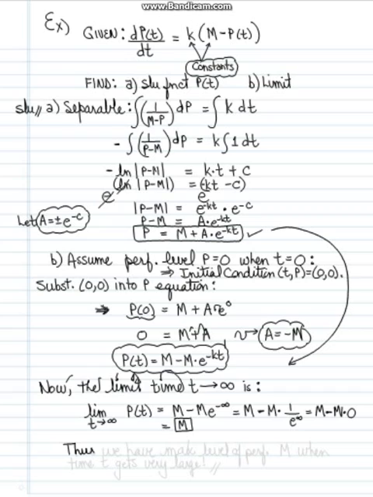Thus, we have the max. What was the value M? It is the max level of performance P, which is M, when time t gets very large. And that makes all the sense in the world.